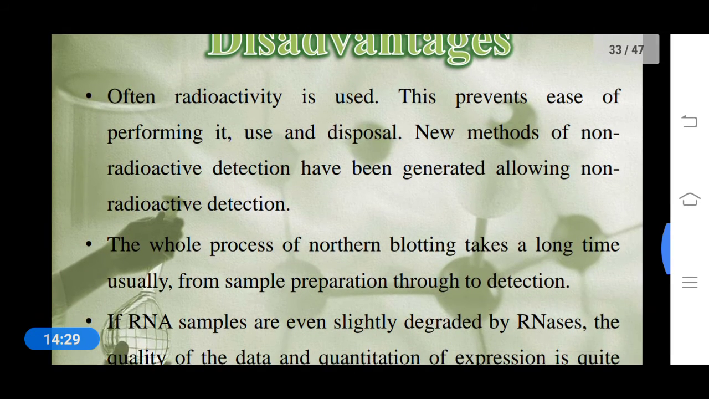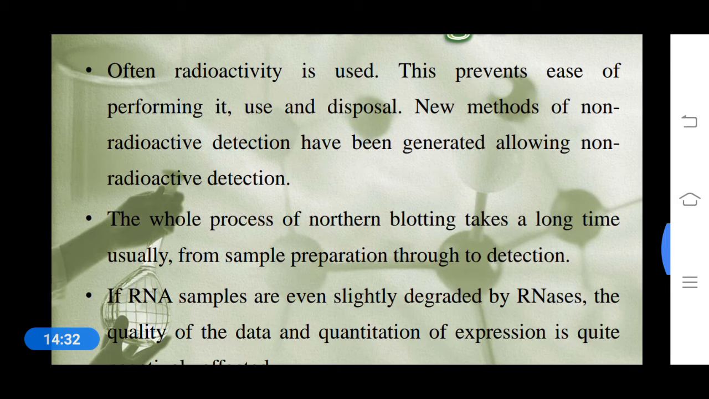If you see the disadvantages, radioactivity is used in Northern blotting, which prevents the ease of performing. Okay, and Northern blotting takes a long time. This is also a drawback, and also RNase activity on the RNA sample will decrease the expression of the RNA. Okay, these are the disadvantages of Northern blotting.